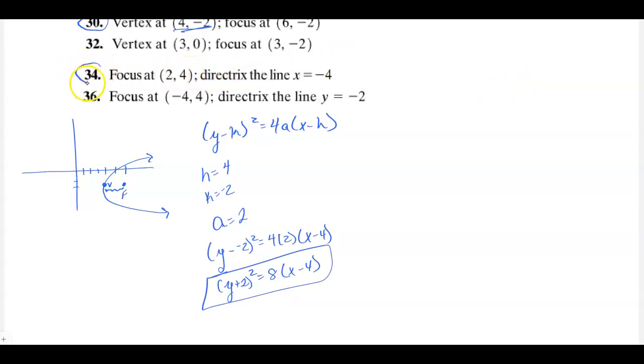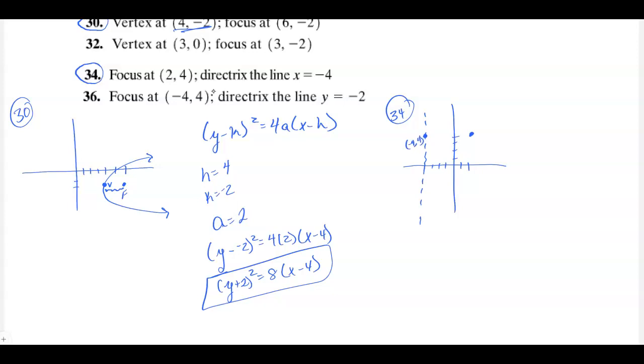Okay, let's do another one. Let's look at number 34. It's going to help if you draw a picture on these. For 34, they're giving us the focus and the directrix. So let's draw a picture. Our focus is at (2, 4). The directrix is the line x = -4, and this line has the point (-4, 4) on it.